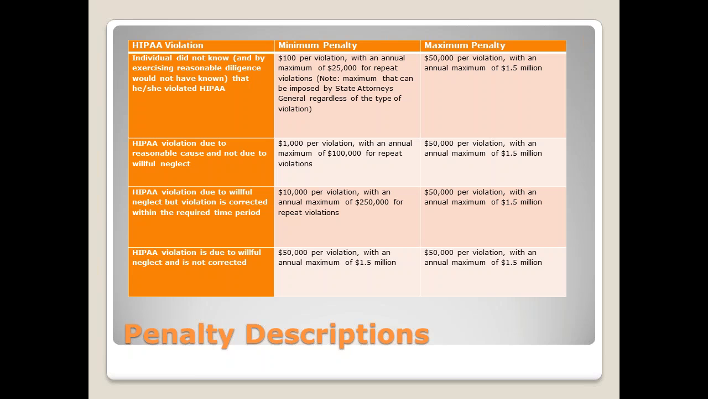All the way down to the HIPAA violation is due to willful neglect and is not corrected. So that means the same person who made the mistake, what if they keep making the same mistake? Or the mistake broadens to more patient records. They're going to be imposing more of a penalty and possible jail time even.